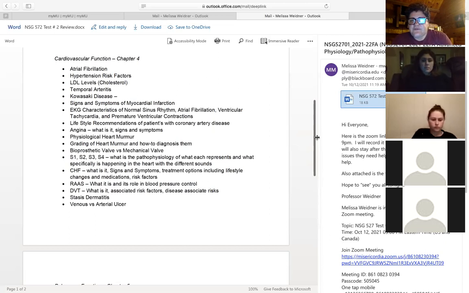Lifestyle recommendations for patients with coronary artery disease kind of goes back to controlling. There's a chart in your book that has the modifiable risk factors and the unmodifiable risk factors. That's what we're talking about with that. So that's the low salt diet, exercise as tolerated once they've been cleared from a cardiac standpoint, taking your medications on a regular basis.